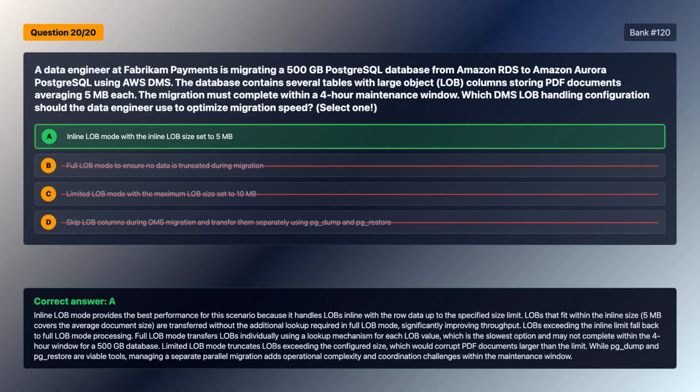Full LOB mode transfers LOBs individually using a lookup mechanism for each LOB value, which is the slowest option and may not complete within the 4-hour window for a 500 GB database. Limited LOB mode truncates LOBs exceeding the configured size, which would corrupt PDF documents larger than the limit. While pg_dump and pg_restore are viable tools, managing a separate parallel migration adds operational complexity and coordination challenges within the maintenance window.